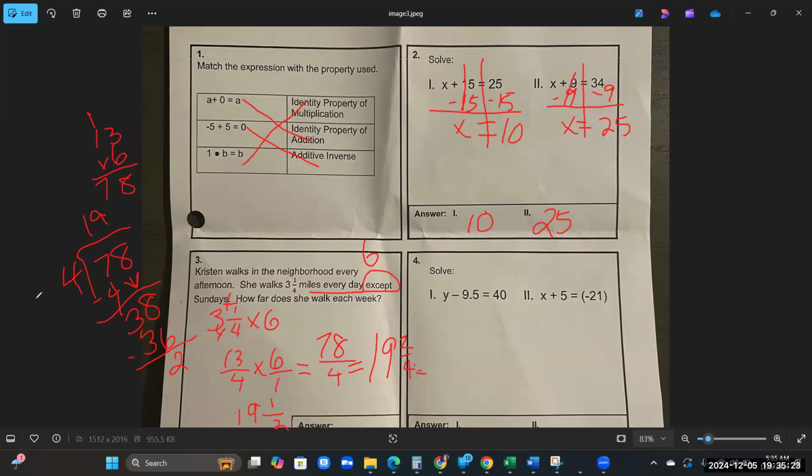All right, number 4. Once again, we'll use inverse operations. I like to separate my equation. All right, they subtracted 9.5, so we need to add 9.5 on both sides. So now we got 49.5.